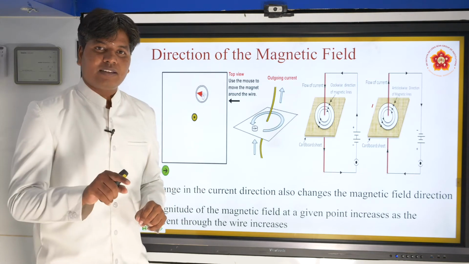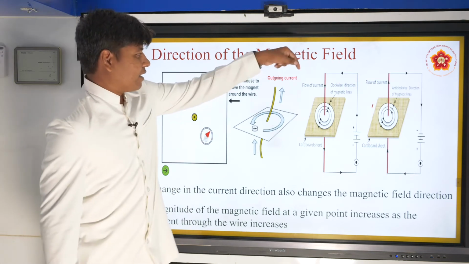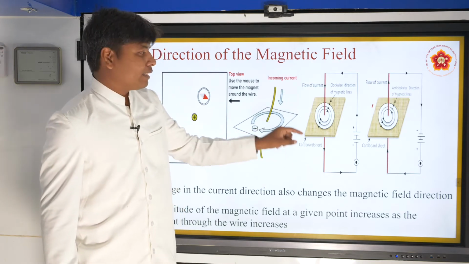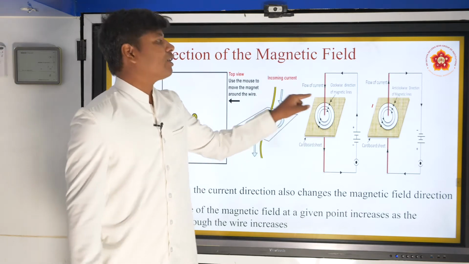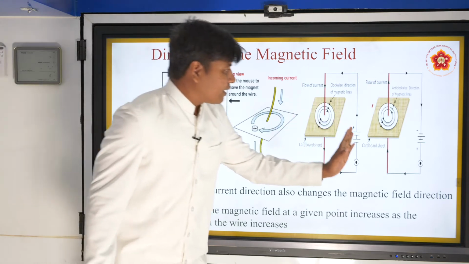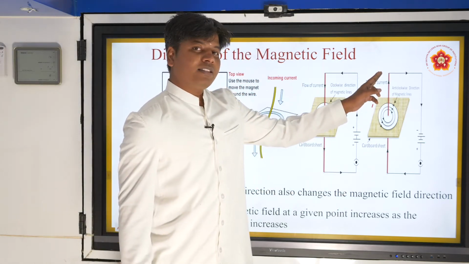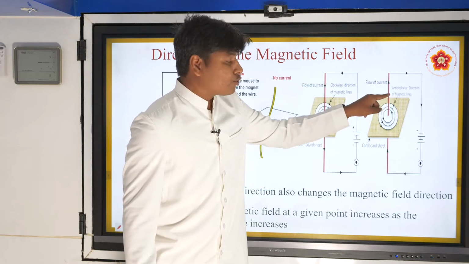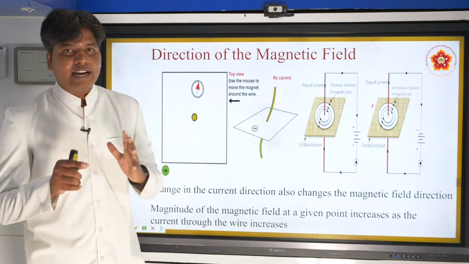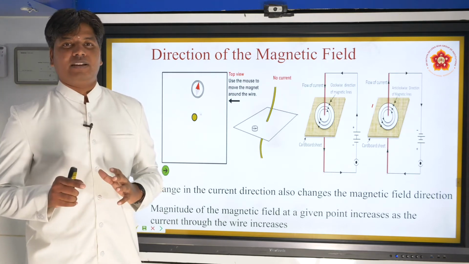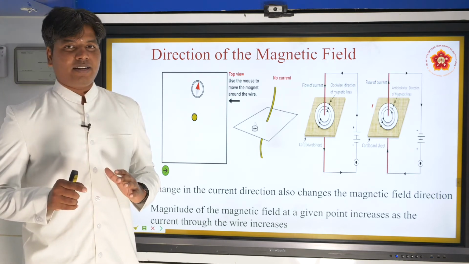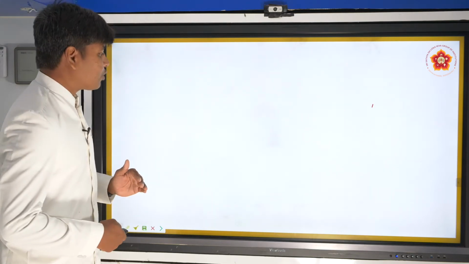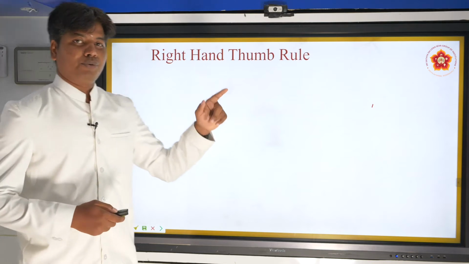If we fix it, what happens? If the flow of current is in this direction, the magnetic field direction should be clockwise. If the flow of current is in this upward direction, then the magnetic field line should be in the anti-clockwise direction. That kind of a rule we need to bring in, right? So we need to form a rule for that, which we call the right hand thumb rule.